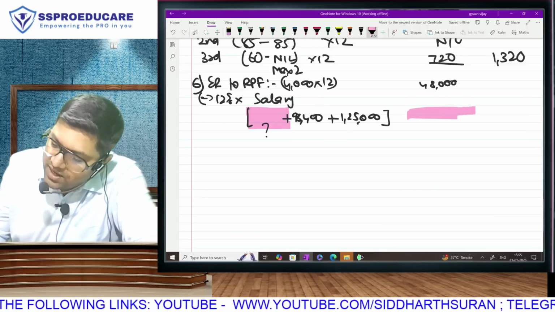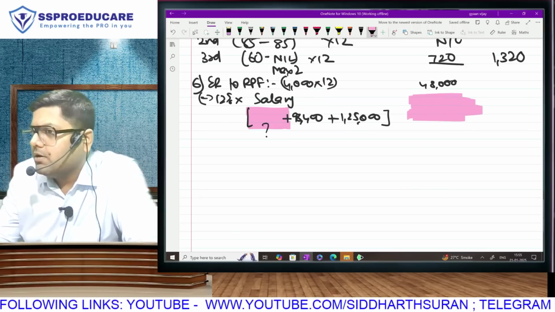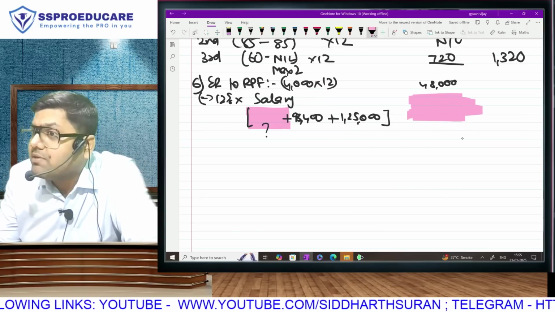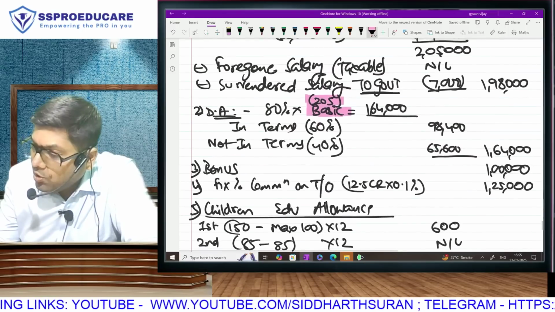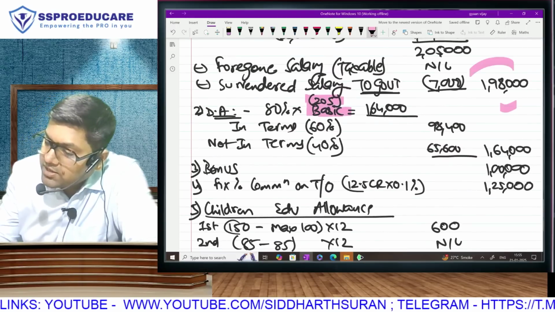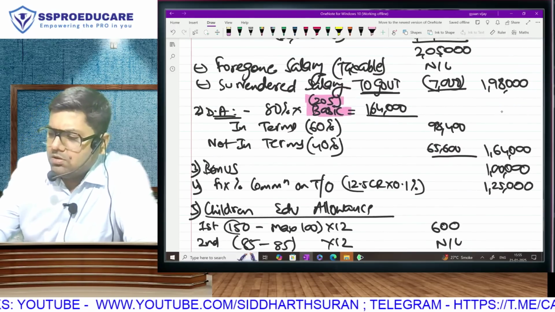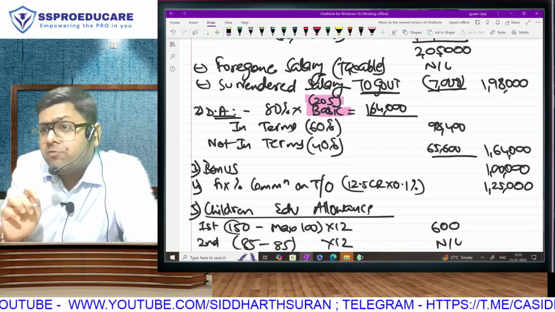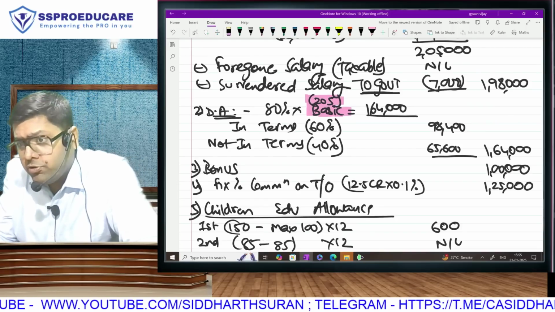Who is giving you the exemption? Employer gives DA, but who gives the exemption? Income tax law. And what are you showing the income tax law? Meaning, you want to pay tax on 198 and take exemption of 205.